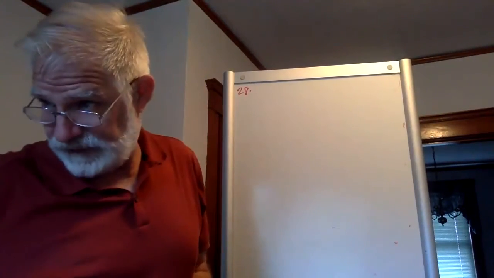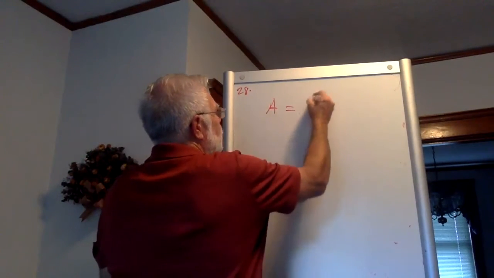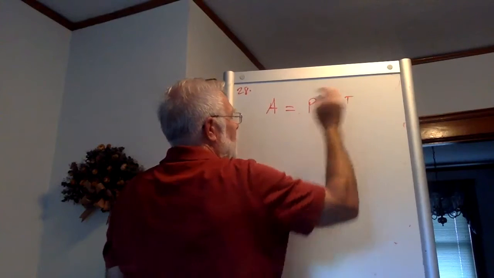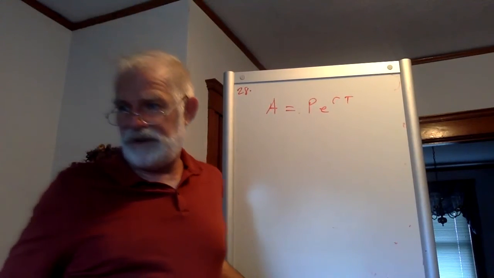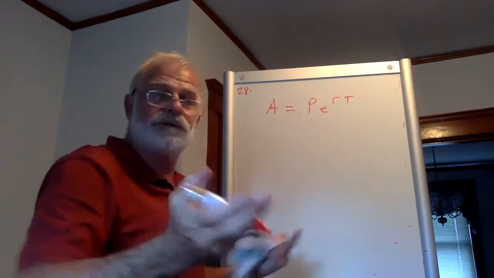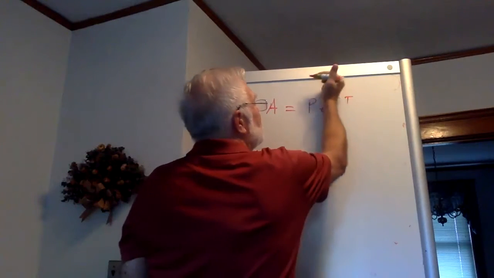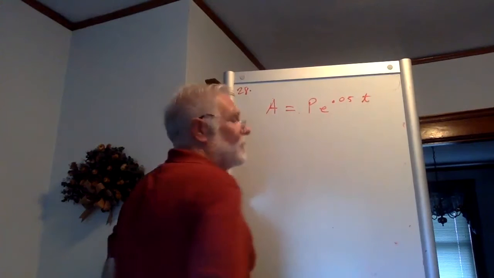Problem 28. What the heck was I after? Oh, A equals P e to the rt. I want to know how long it takes to double at a, oh God, I don't have the rate in front of me. I'm not going to go looking for it. I'm going to say a 5% interest rate. Yours might be different. If it's a 5% interest rate, then up here I do 0.05 t.